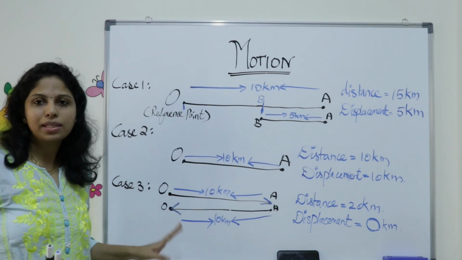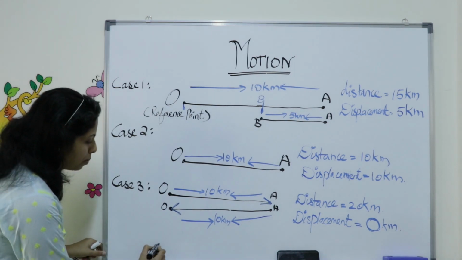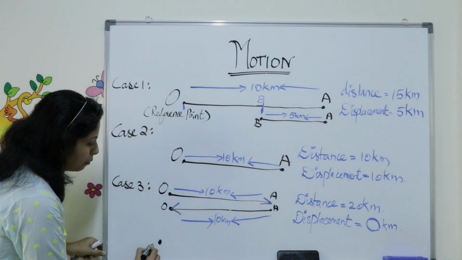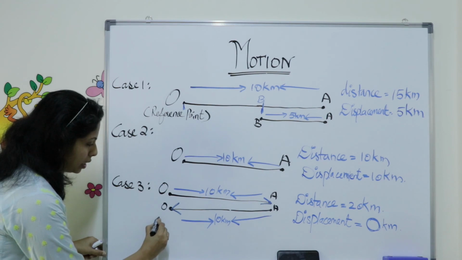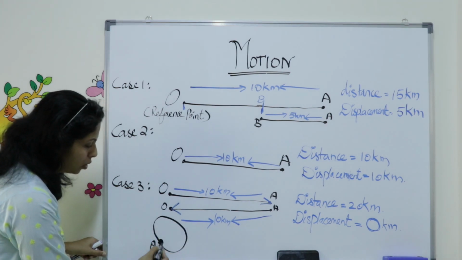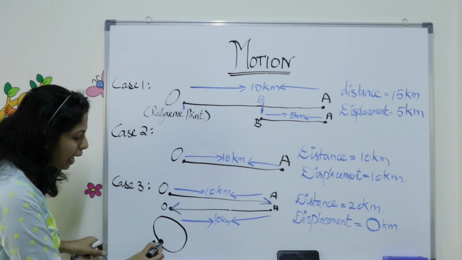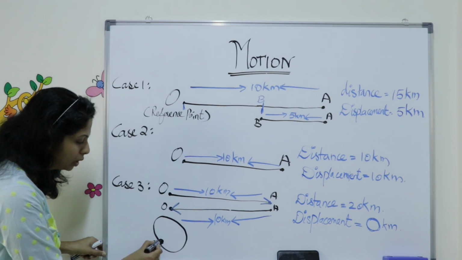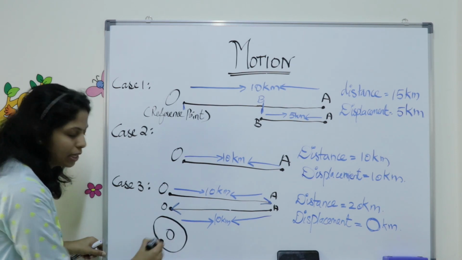So if you want to see another example in case 3, you can consider an object which starts from point A, it travels and again it reaches the same point A. So what will be the displacement? Here the initial point and the final point are both at the same point, that is at the point A. Therefore the displacement here will be 0.